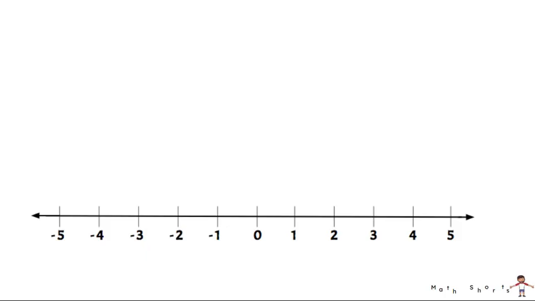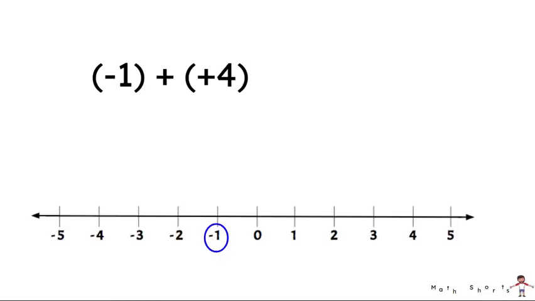Let's use a number line to add integers. For example, let's solve -1 add +4. The first number in the equation tells us where to start on the number line. So in this example, we will start at -1.